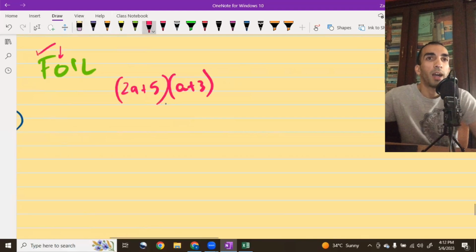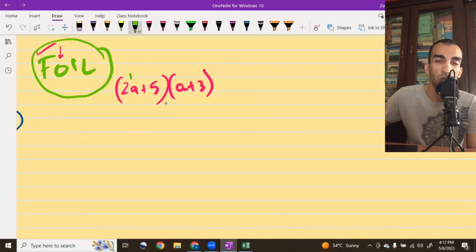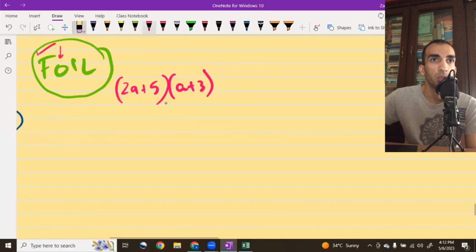Okay. I personally feel this might be complicating things for you. What you're supposed to do is multiply the first term with both terms of the second bracket, and then the second term of the first bracket with both terms of the second bracket. Is that easy to remember? Let me repeat it. So this is supposed to go to this number and this number, and then 5 is supposed to go to this number and this number.